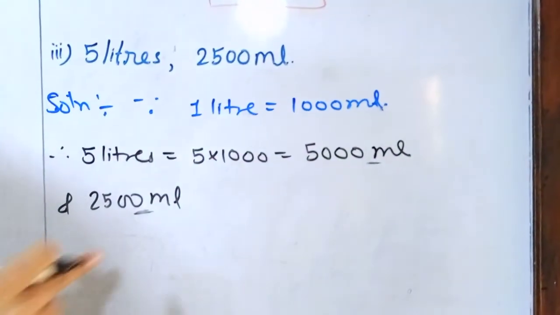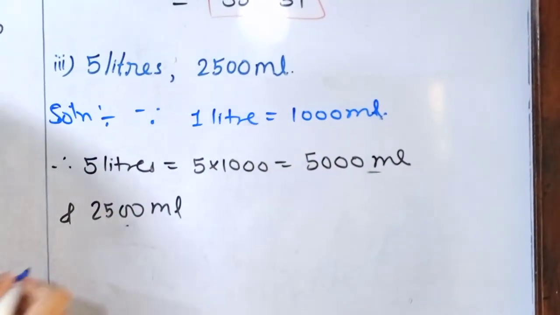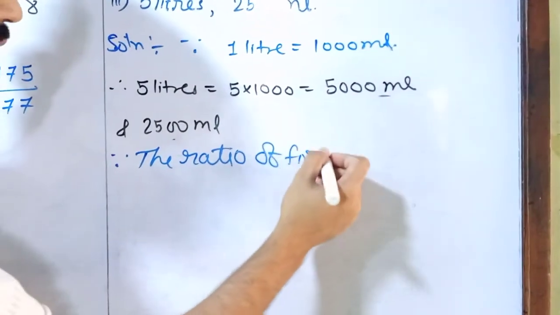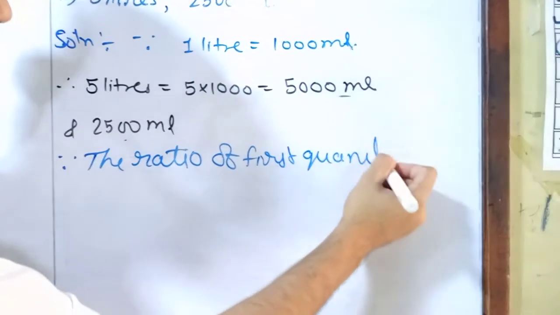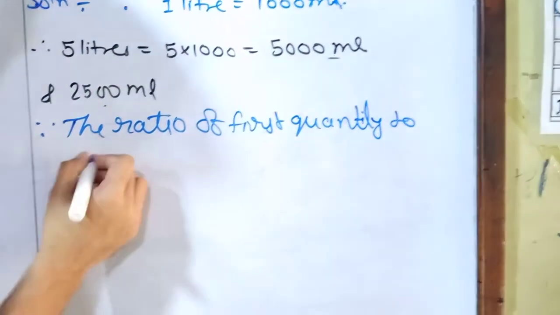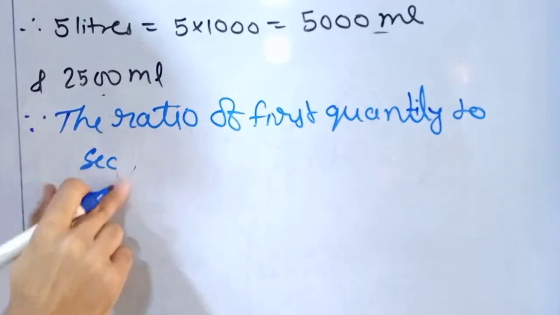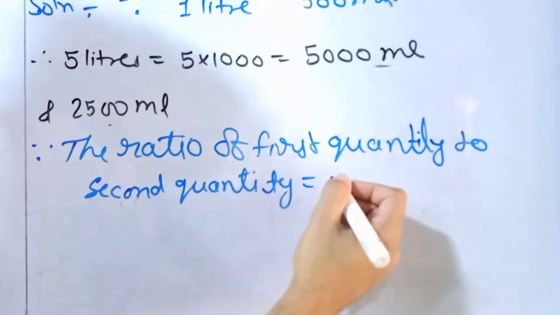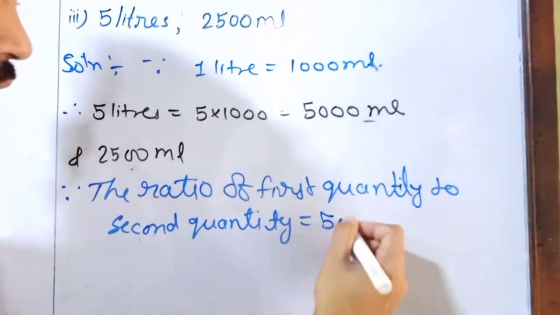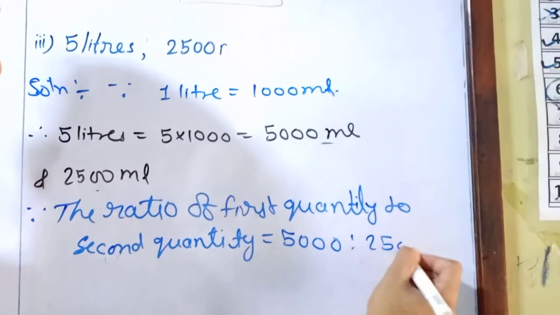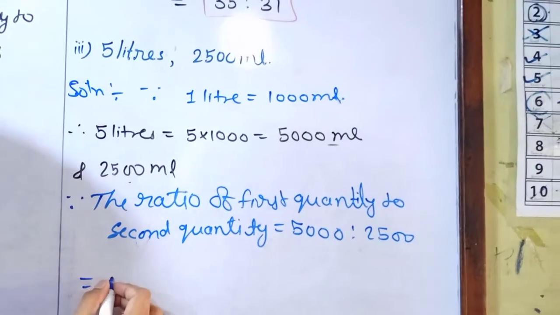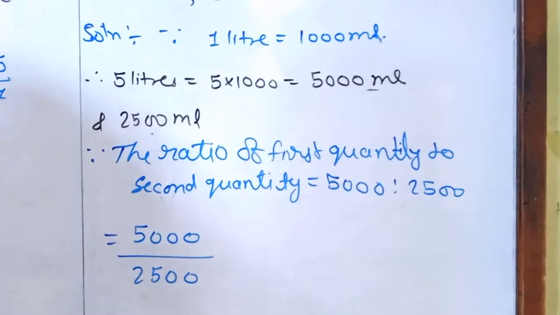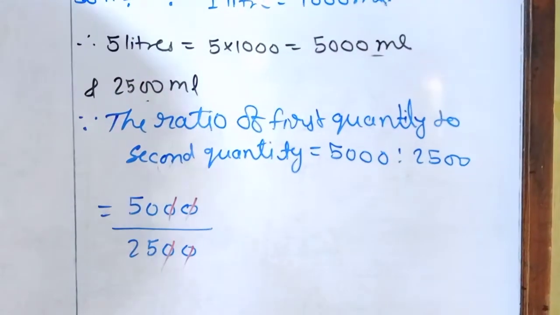Now how are we going to solve it? The ratio of the first quantity to the second quantity is equal to what we converted, that is 5000 is to 2500. So we can write 5000 upon 2500. So 20 cancels with 20.